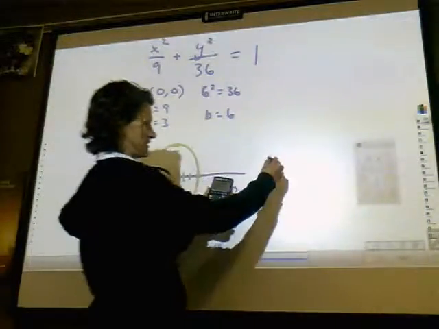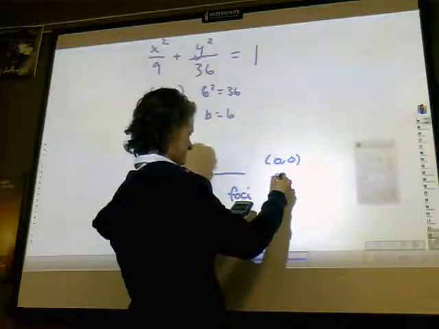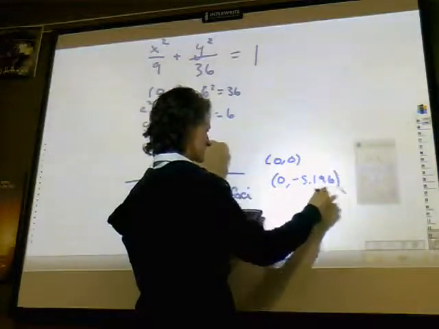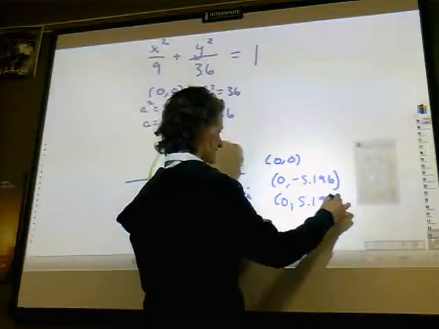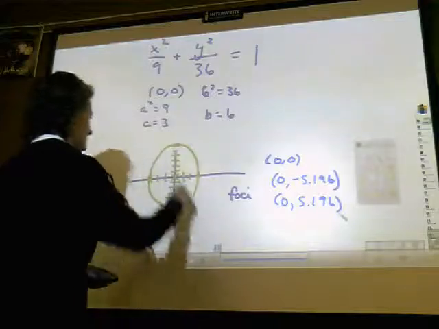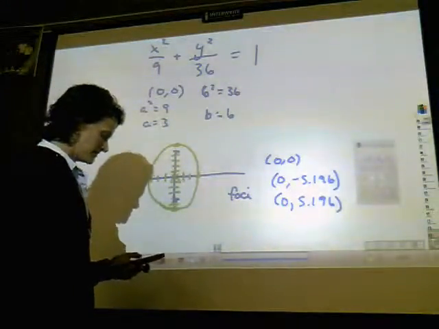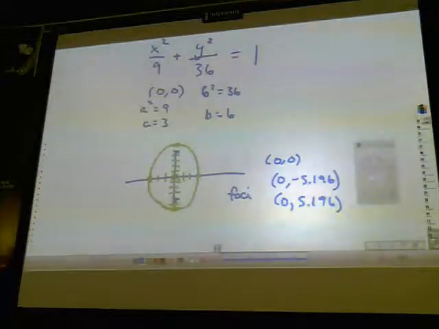So, according to my calculator here, center was 0, 0, which we already established. The foci, 0, negative 5.196, and second foci is positive 5.196. Okay, so those are roundabout here and here. There's a formula to compute those, and the formula is in the textbook. And it's a pretty easy computation, not very complicated.